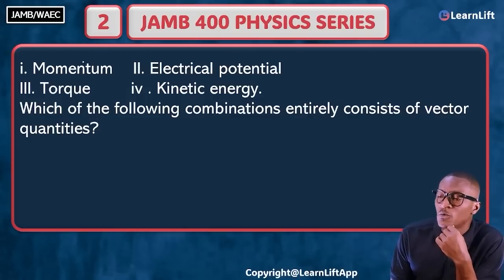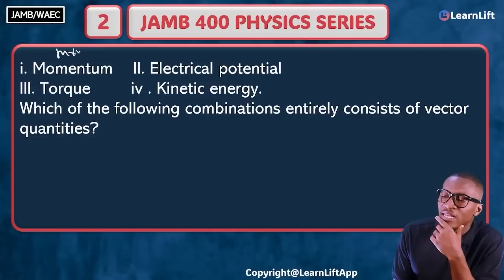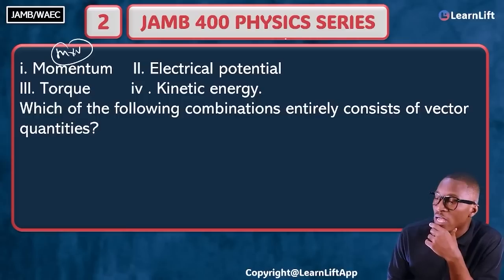Now let's look at the diagram. What is this first one? This is momentum. What is the formula for momentum? Momentum is mass times velocity. Velocity is a vector. So momentum is what? It is a vector.